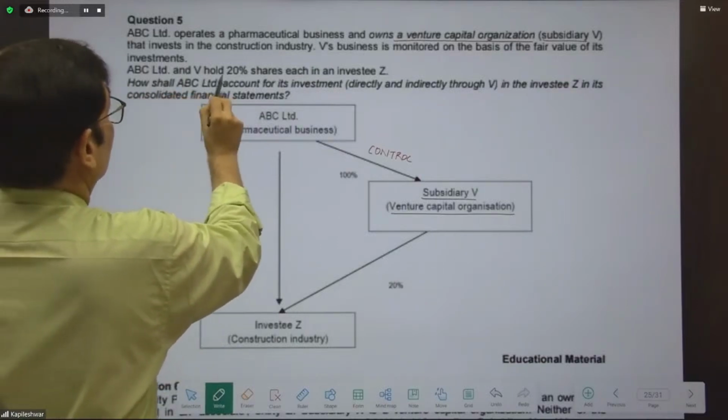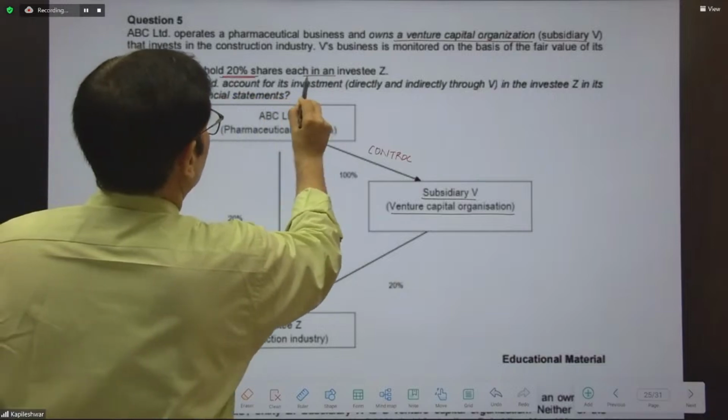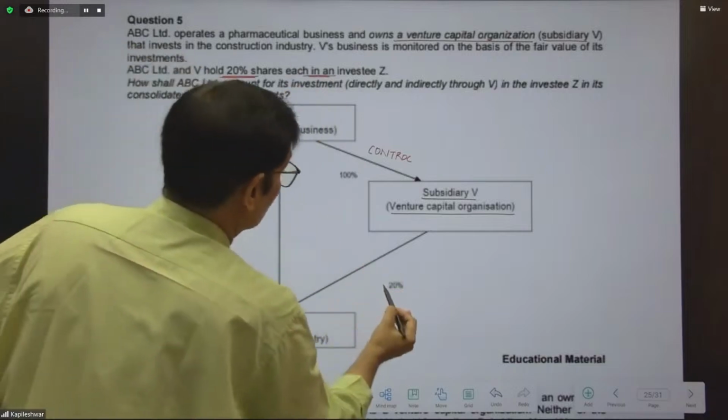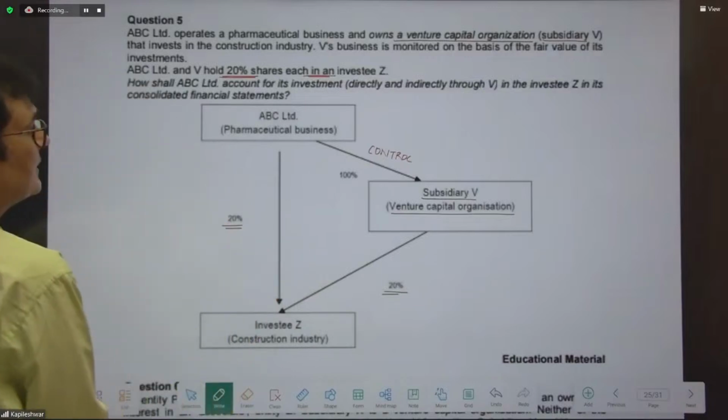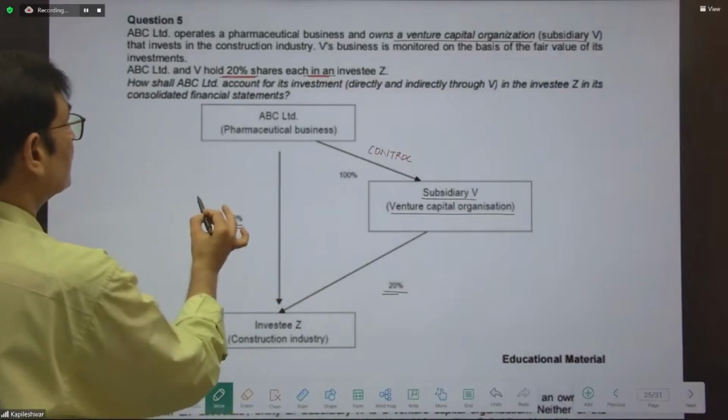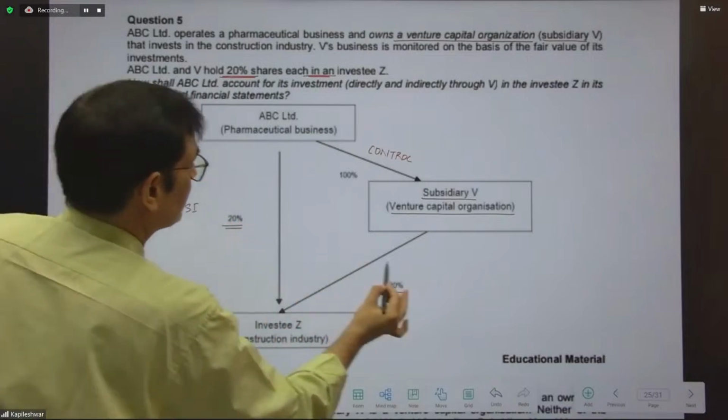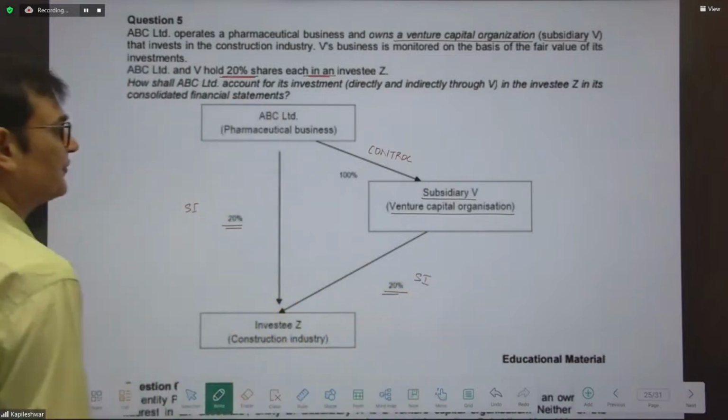V's business is monitored on the basis of fair value of the investment. ABC and V have got 20% shares each in Z. He's got 20% in Z. He's also got 20% in Z. Okay, now let's have a look. Significant influence is getting created by this.